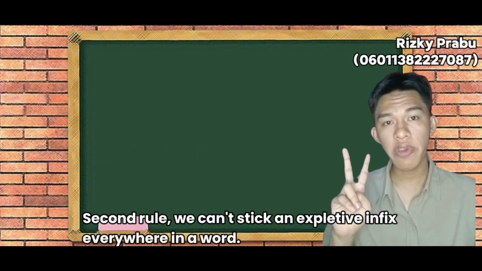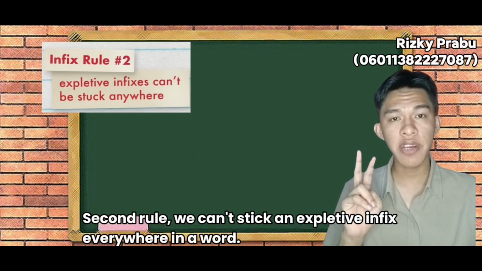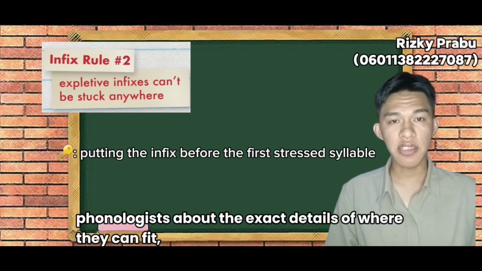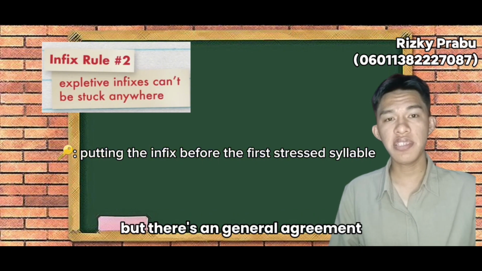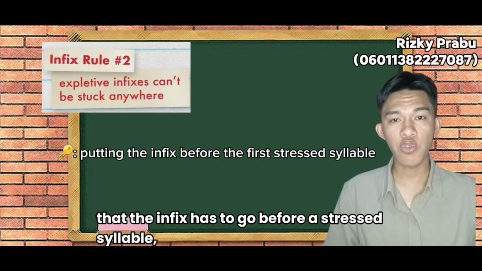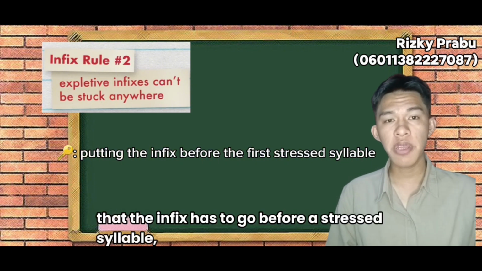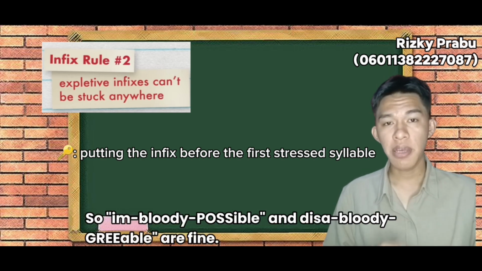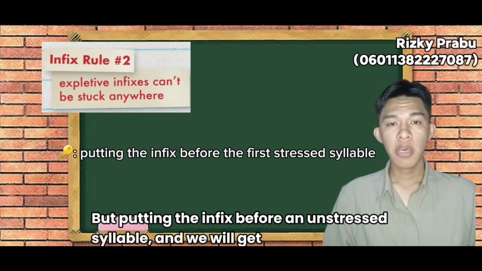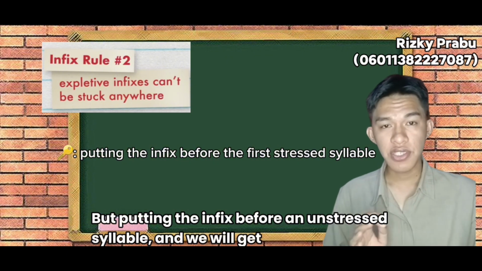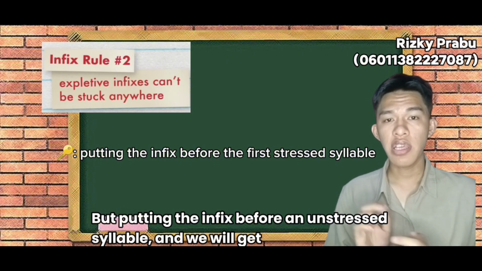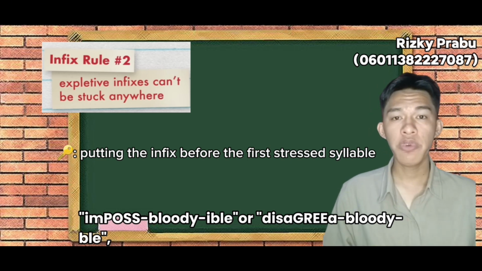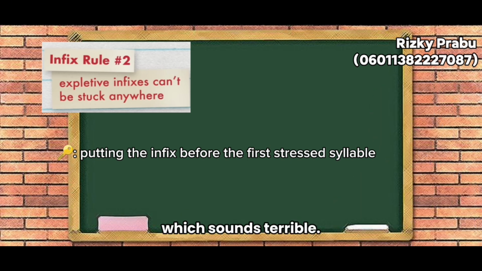And second rule, we can't just spread the infix everywhere in a word. There is some disagreement among phonologists about the exact details of where they can fit in, but there's a general agreement that the infix has to go before a stressed syllable, and not break a morpheme in two. So, bloody possible and bloody agreeable are fine, but if we put the infix before an unstressed syllable we will get impossible or disagreeable, which sounds terrible.